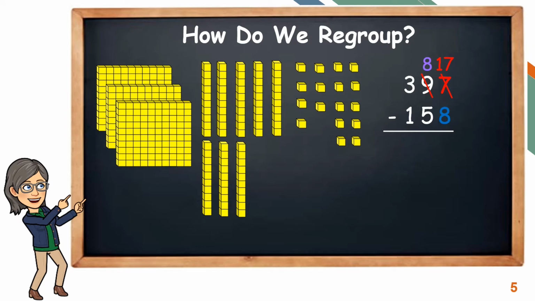Let's remove 8 of the 17 ones blocks in the model. Notice we drew a line through the 8 ones blocks. This represents 17 minus 8 in the subtraction problem. How many ones blocks are left in the model when we take 8 blocks away? Pause the video and count them.